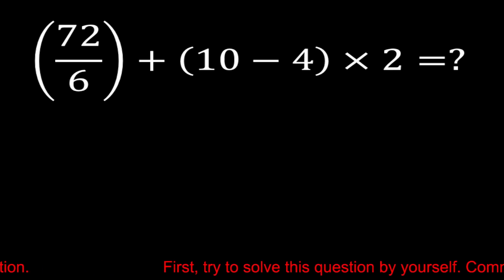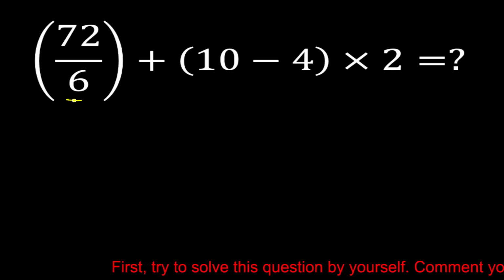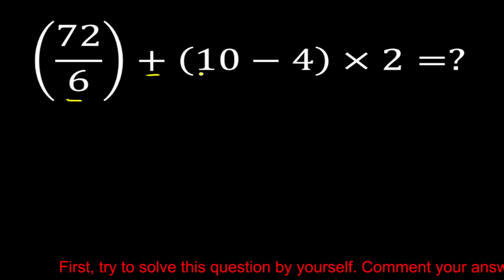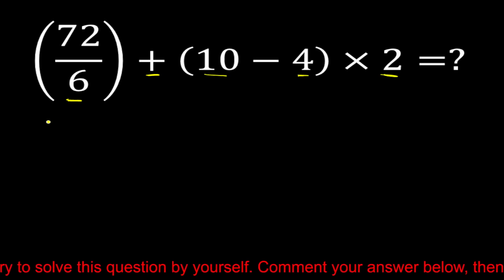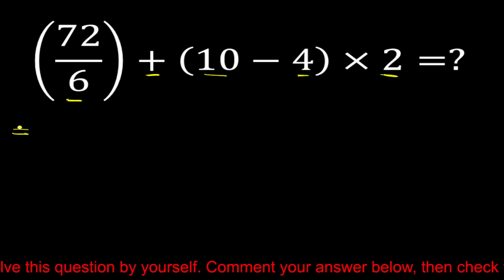So here we have a question: in the parenthesis, 72 divided by 6, plus, now in the second parenthesis, 10 minus 4, multiply 2. Okay, so is equal to?